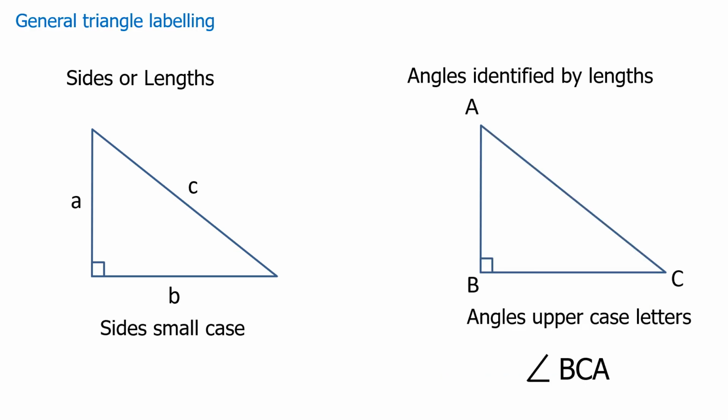Let's look at some of the general labeling of triangles. As we saw with Pythagoras Theorem, we label the sides with small letters. And of course, the hypotenuse is always the c. In the next section of the lecture, we'll be looking at trigonometry, which involves sides and angles. Angles are usually uppercase letters. In this example, an angle is described by a combination of capital letters, in this case, angle BCA.